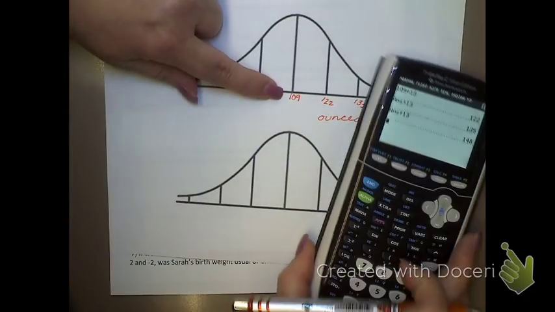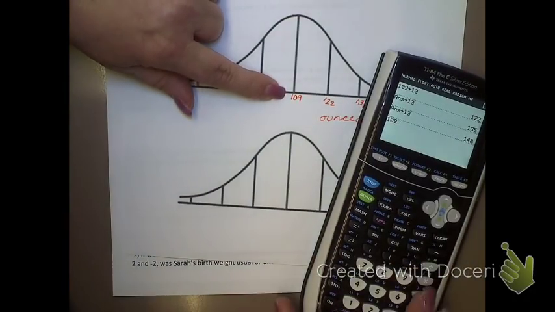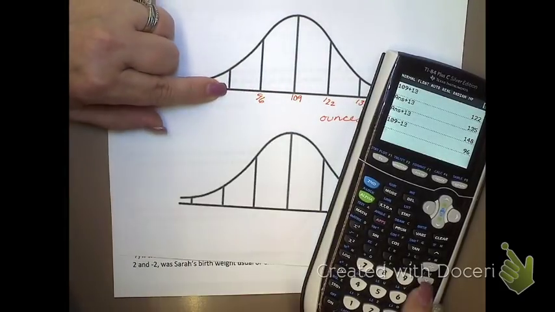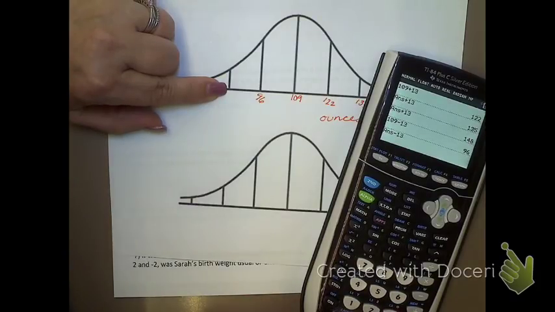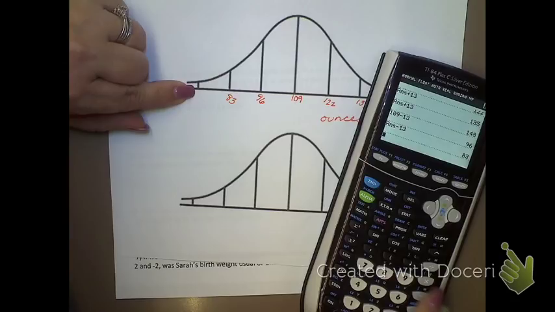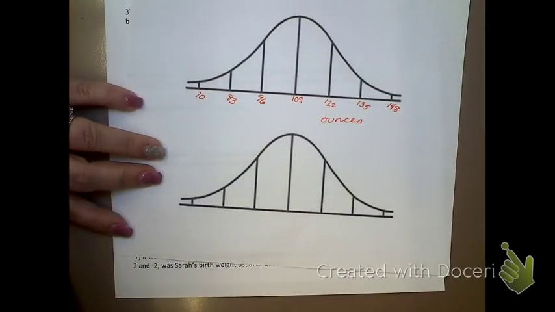Now to find these guys, I go back to my 109, and this time I'm not going to add 13. I'm going to subtract 13. So this would be 96 ounces. Subtract another 13, that gives me 83, and then finally subtracting another 13, that gives me 70. So that's where I'm at.